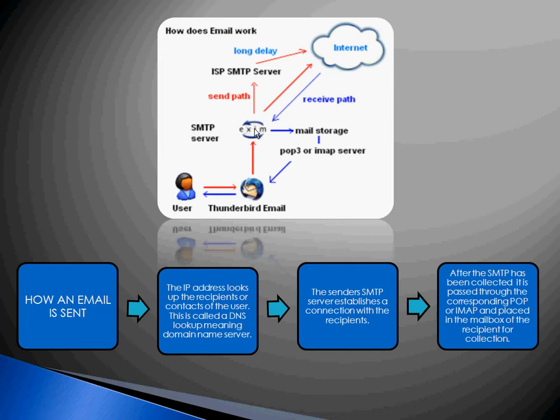After the SMTP has been connected, it is then passed through a corresponding POP or SMTP server up here and is placed in the mailbox of the receiver for collection, which is the internet, and then returns back to the user.